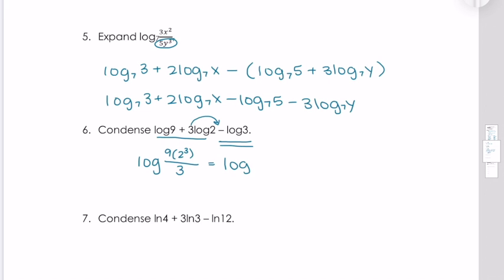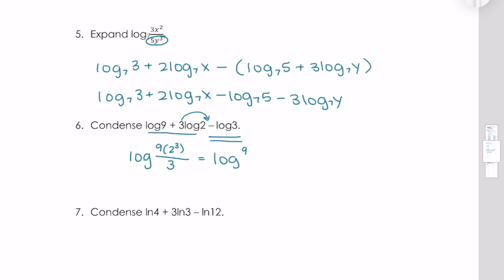All right, now I can figure out what that number is. So 9 times 2 to the third is 8 over 3. 9 times 8 is 72. And then 72 over 3 is 24. So all of that condenses down to the log of 24.